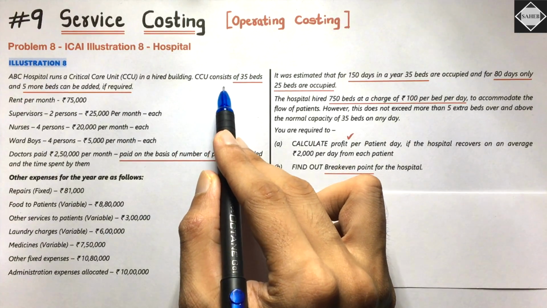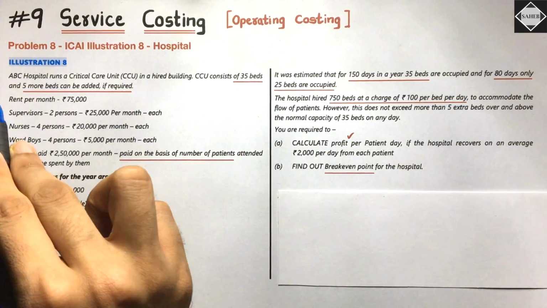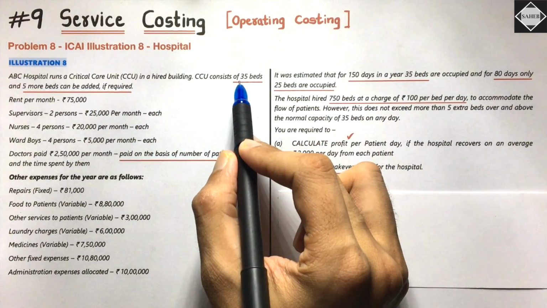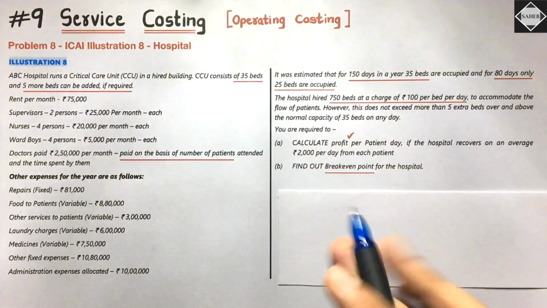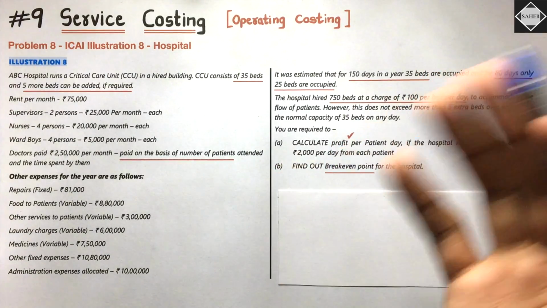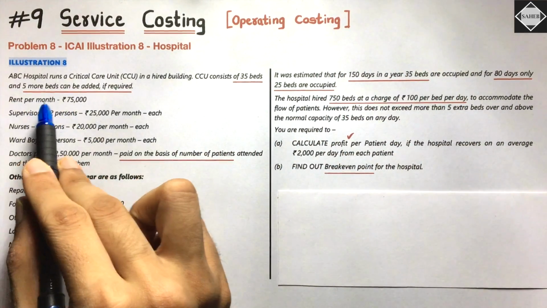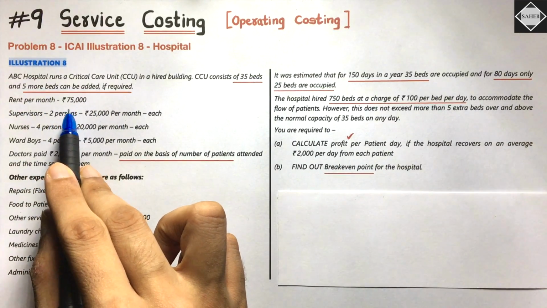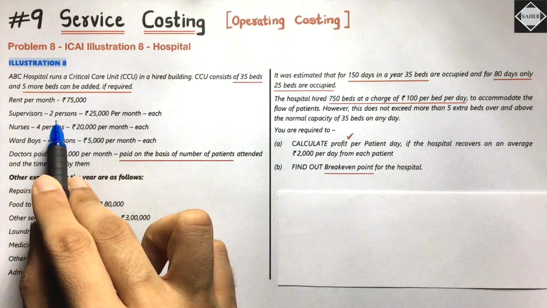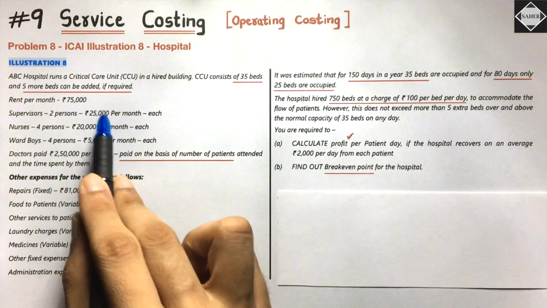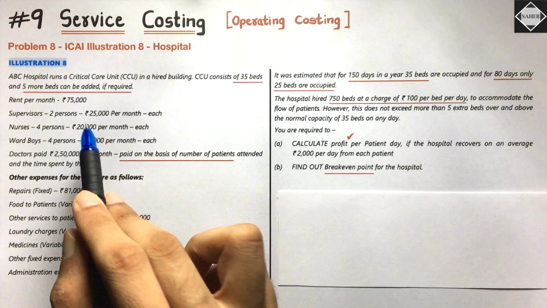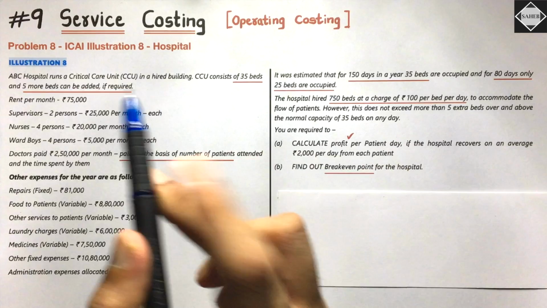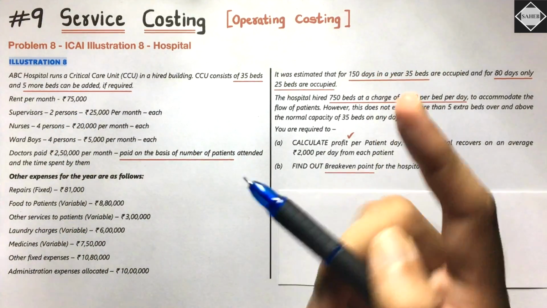Okay, CCU consists of 35 beds and 5 more beds can be added if required. Our capacity is 35 beds right now, but we have a place to hire 5 extra beds from outside. That's what they are saying. Okay, right. Rent per month 75,000. Supervisors, 2 persons. For each the salary is 25,000. So if you want to calculate the total supervisor salary, you have to do 25,000 into 2, and then if you want to calculate for a year, then into 12 also.